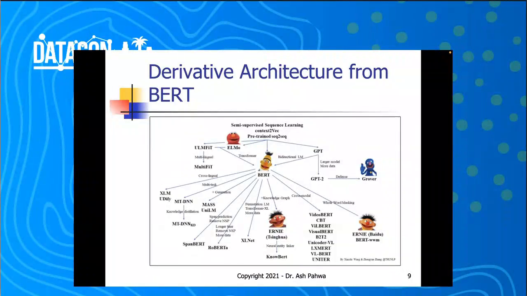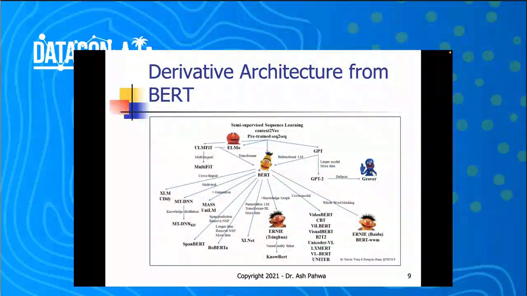Why Grover? Because Grover is also one of the Sesame Street characters. Then they also have Ernie, and I think they just ran out of Sesame Street characters, so they don't have anything more. After that, another very famous language model, of course, is RoBERTa, XLNet, and T5, and a few other ones also.